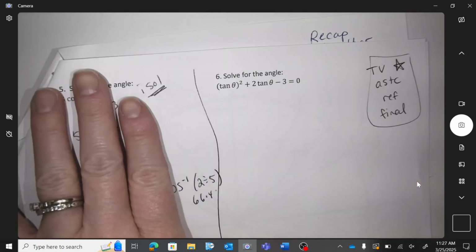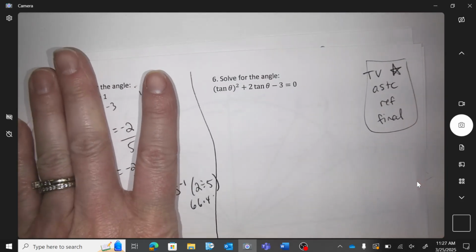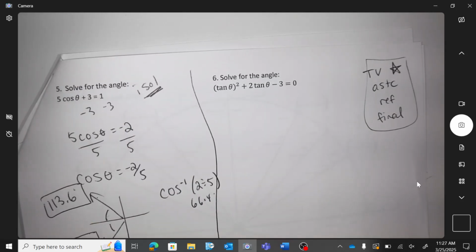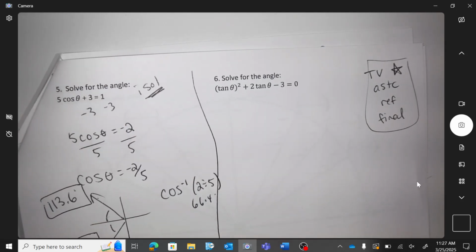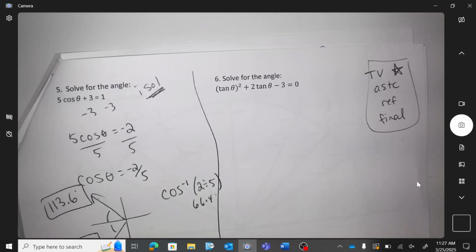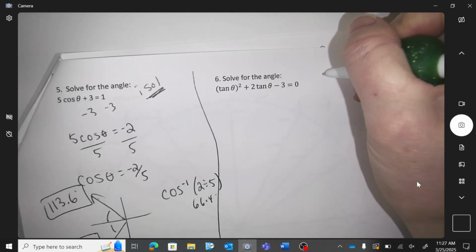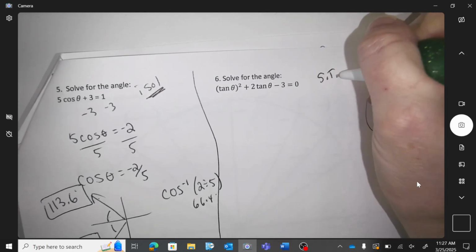Number 6, you're going to get me a trig value. What kind of strategy from last unit are you going to use? Okay, I can't isolate because I got tan theta squareds and tan thetas. Those are like an x squared and an x. Can't do that. So factoring, recognizing, simple trinomial.